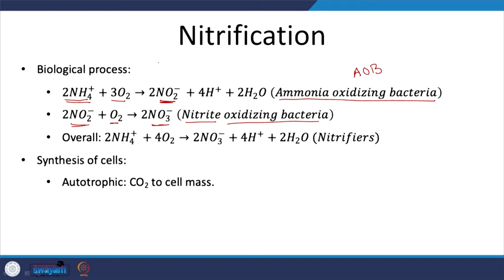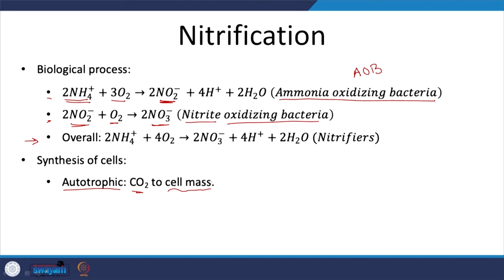So, overall though, if we cancel out nitrate, this is what it looks like, but please note that we have two kinds of reactions involved here, and we have different kinds of bacteria. One aspect to note here is that we have no organic compound present. So, how do these bacteria grow, or rather, how does cell synthesis occur? They are autotrophs, not heterotrophs, which is why they use inorganic carbon to form their cell mass, for production of cell mass.